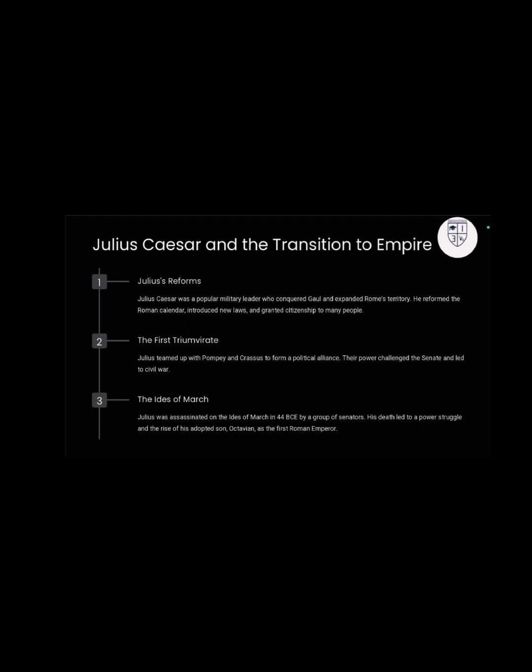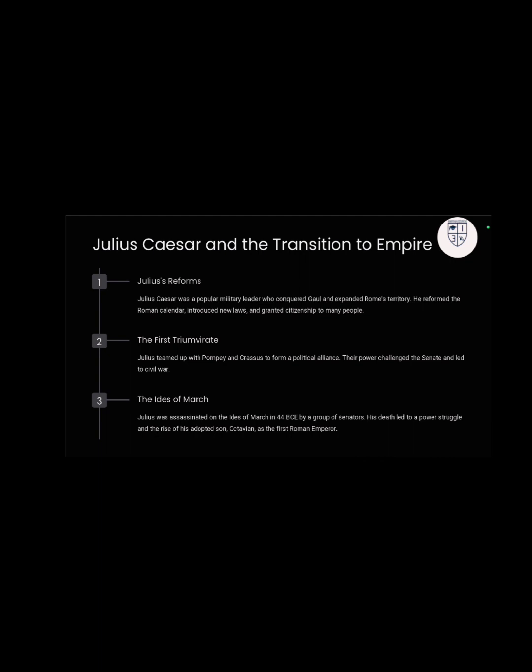Julius teamed with Pompey and Crassus to form a political alliance. Their power changed the Senate and led to civil war. So the easy meaning of this sentence is that Julius teamed with Pompey and Crassus to form a political alliance, and the power of that political alliance challenged the Senate, and that led to the civil war and the fall of the Roman Republic.